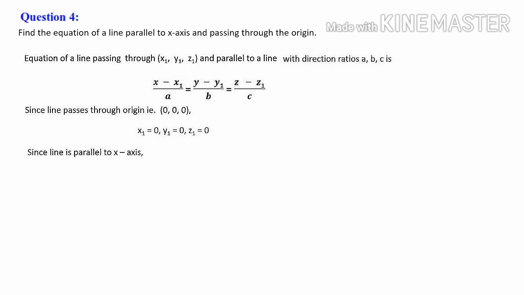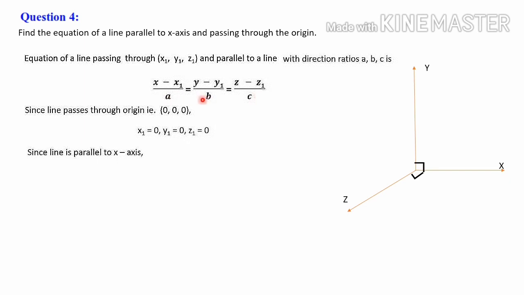Let's see the coordinate axis. The line is parallel to the x-axis and passing through the origin. So the only possibility is the required line is the x-axis itself, because it is passing through the origin. So we have to find out a, b and c.